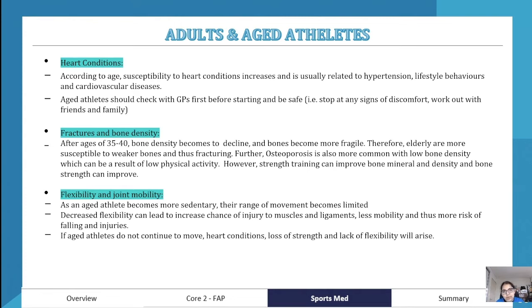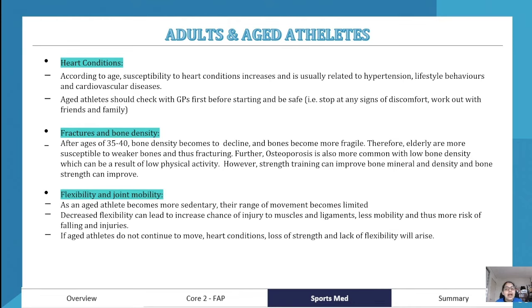Aged athletes, when they're participating in sports, should check with their GP first and get an all clear before starting, and they need to stop at any signs of discomfort, and also work out with family and friends, and that is generally suggested, so that if something does happen while they're working out, they're not alone. There's someone to support them and get the help that they need. So the big thing for aged athletes is to get a clearance from their GP first.